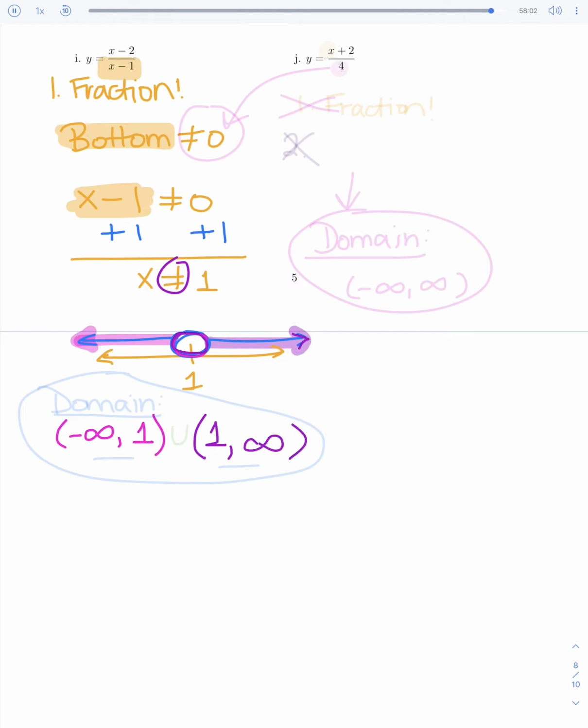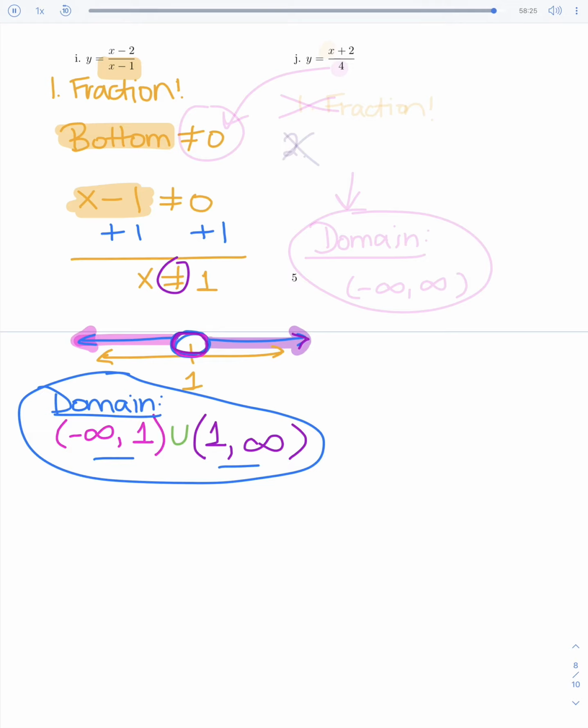Then I'd put my two pieces together with a union, and then that is my final answer for my domain. And what that domain is saying in a fancy way is anything but 1 is good. Anything before 1, anything after 1 is fine, just not 1. That's why the parentheses at 1, we're leaving 1 out.